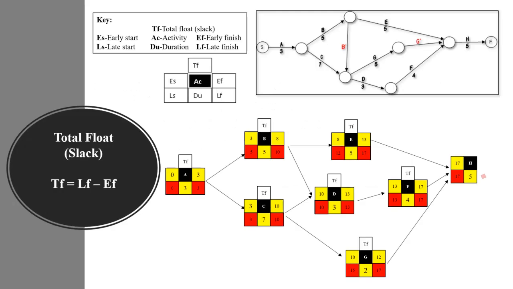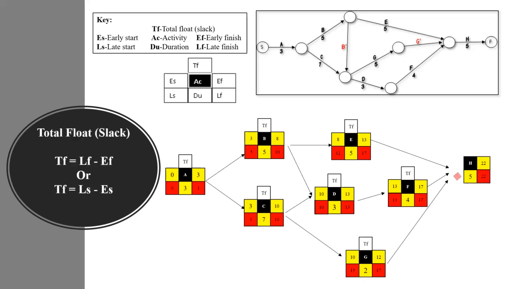Got it? Good. For H, we see that the latest finish was 22 and the earliest finish was 22 as well. 22 minus 22 gives you 0. So the total float or slack for H is 0. Or we could have done latest start minus earliest start, and that would be 17 minus 17 to give you 0. So whether you use late start, early start, or late finish, early finish, the answer for total float or slack should be the same. So if you're calculating it and you realize that you're getting different values, you recognize that something has gone wrong.